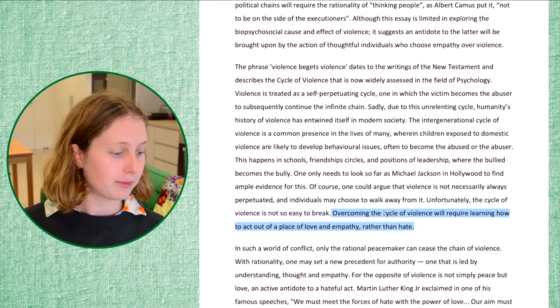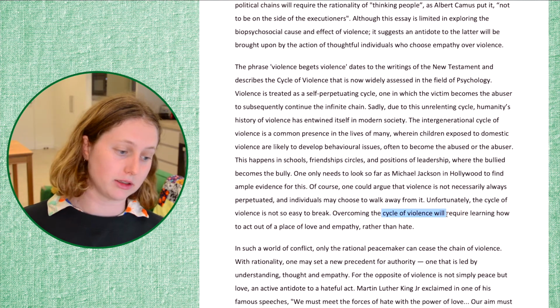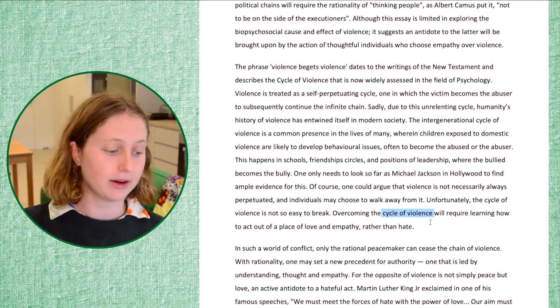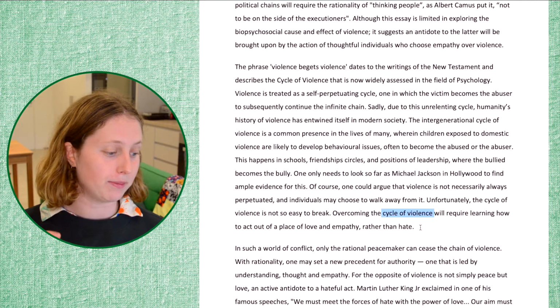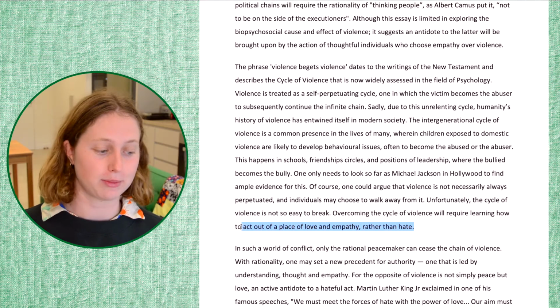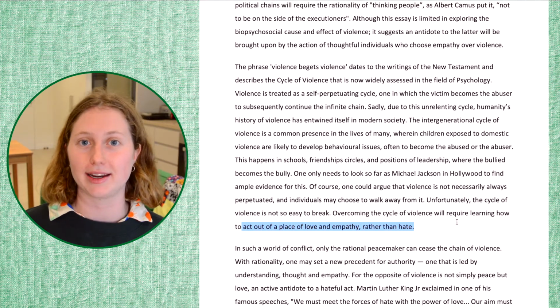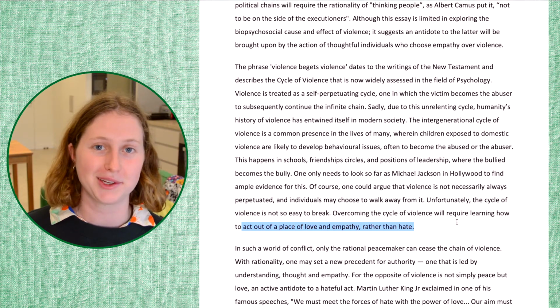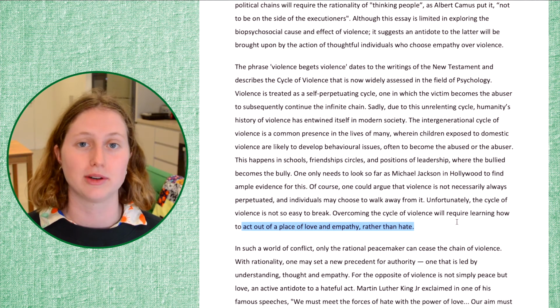So I've linked back by saying overcoming the cycle of violence. The cycle of violence is the point that I was just talking about. And I'm linking forward by acknowledging my next argument, which is acting out of a place of love and empathy rather than hate. And that really sets me up nicely for going on to my next paragraph, which is why you should link back and then link forward. That's the point of a linking sentence.